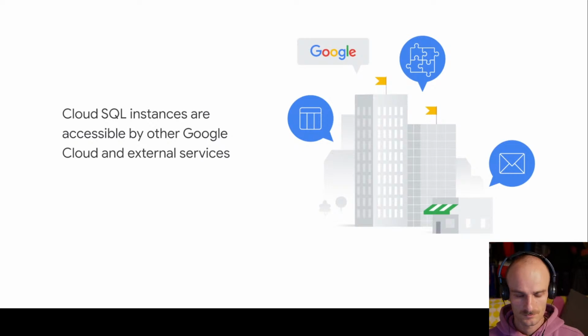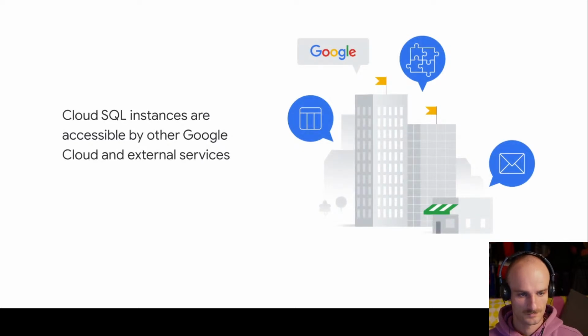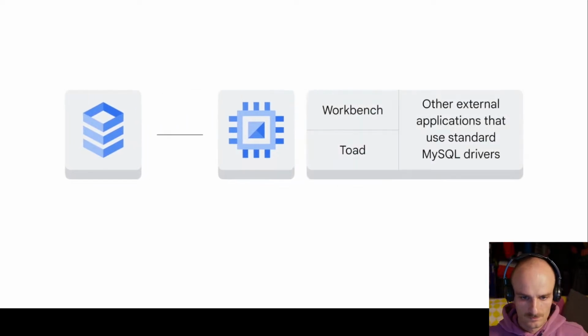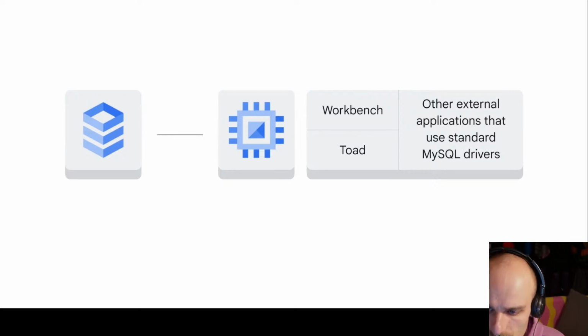A benefit of Cloud SQL instances is that they're accessible by other Google Cloud services, and even external services. Cloud SQL can be used with App Engine using standard drivers like Connector/J for Java or MySQLdb for Python. Compute Engine instances can be authorized to access Cloud SQL instances and configure the Cloud SQL instance to be in the same zone as your virtual machine. Cloud SQL also supports other applications and tools that you might use, like SQL Workbench, Toad, and other external applications using standard MySQL drivers.